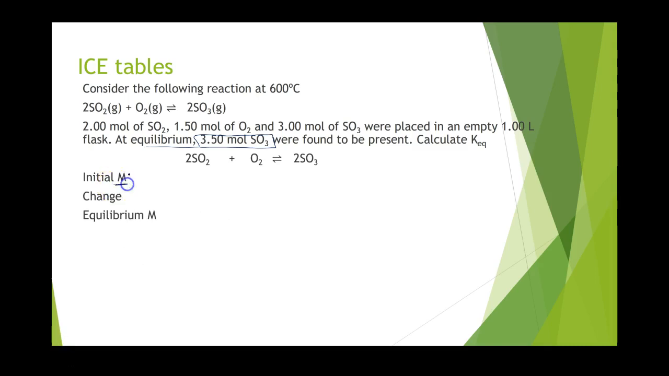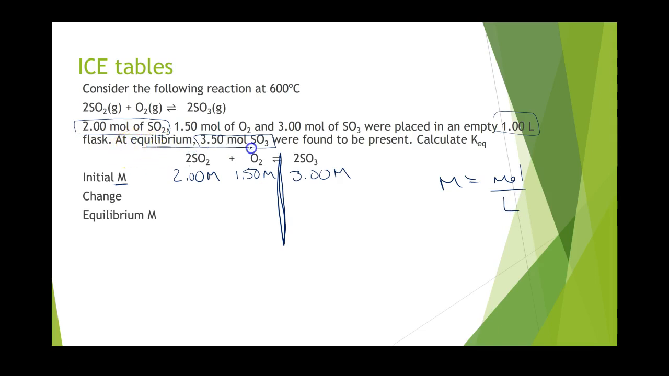We're going to start with the initial molarity. Well, SO2 is 2 moles in 1 liter, so 2 molarity. The oxygen starts at 1.5 in the 1 liter container. Then I want you to put a big line down where that arrow is, because we're going to distinguish reactants from products. 3 moles of SO3 in the 1 liter container. So molarity is moles over liters. And now we're going to figure out the change.